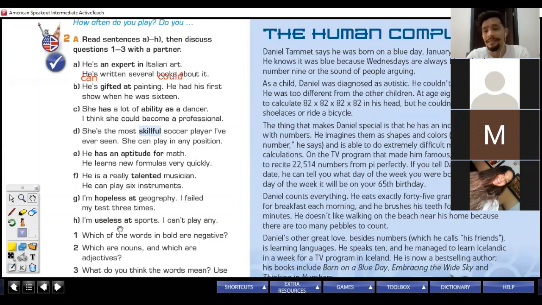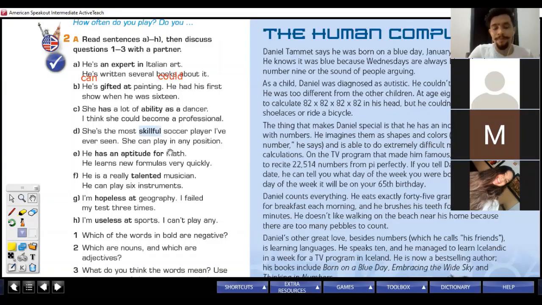I'm useless at sports. Disability. In the present or in the past? In the present. Great. Can I use it in the past? Yes. And what does useless mean? Sin uso. Inútil. Inútil también, ¿cierto? Estos dos son sinónimos. So take a look. Ambos. Aquí tenemos una serie, right?